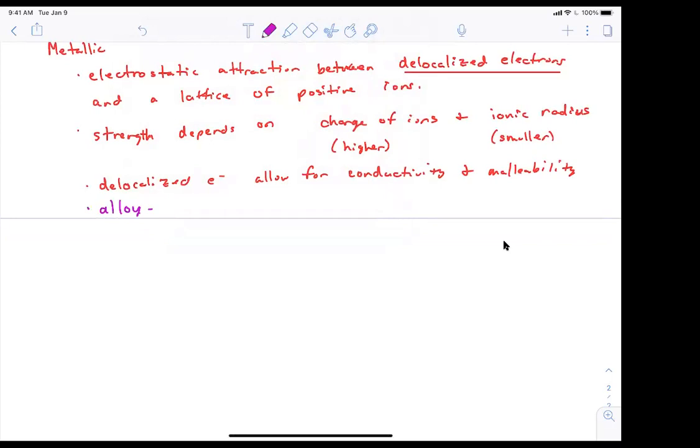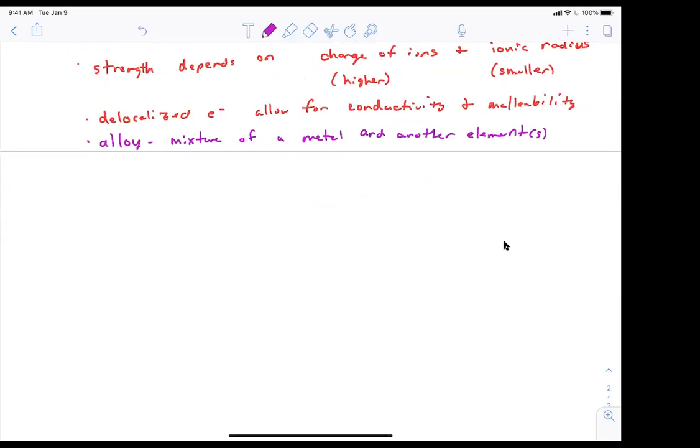Another term that involves metallic bonding is an alloy, a mixture of a metal and another element or elements, okay? And so what this does is that when you mix your metallic bonding with other elements in there, it gives it enhanced properties or gives it different properties.